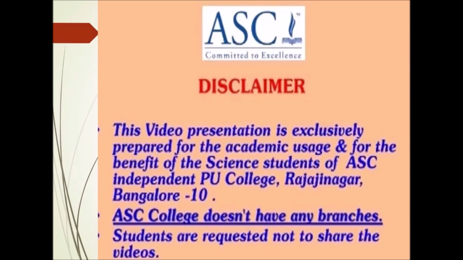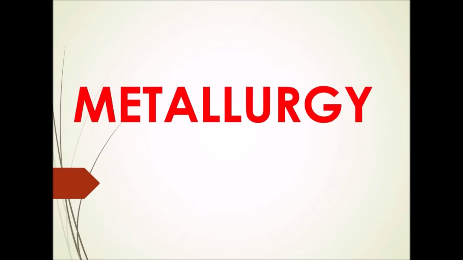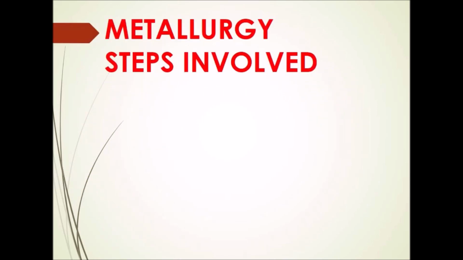Today we will continue with the chapter of general principles and processes of extraction of metals. We are at the last stage of the chapter. As I've told in the previous video, we are going to study the extraction of these elements in detail. That is, we are going to study four important metal extractions here: zinc, aluminium, copper and iron.